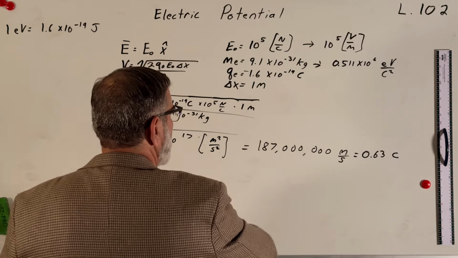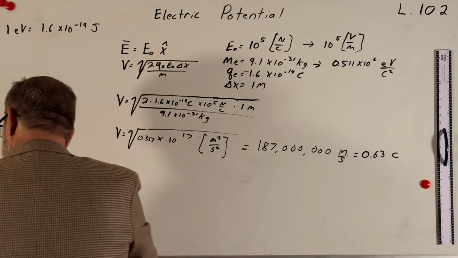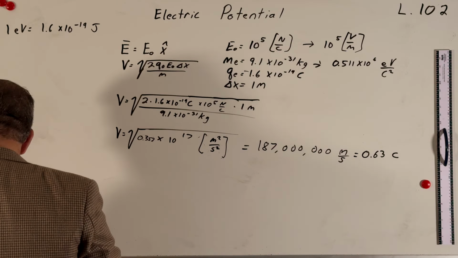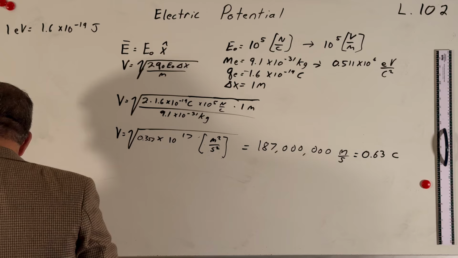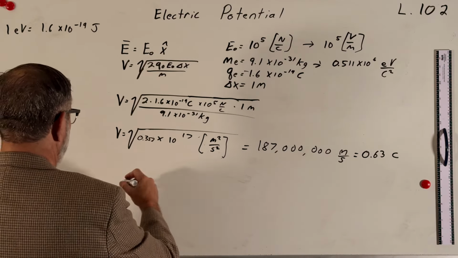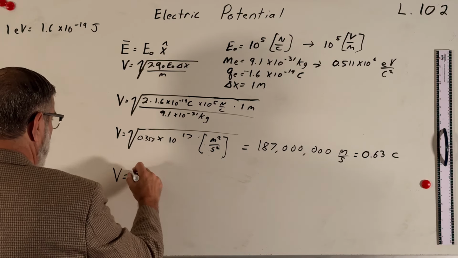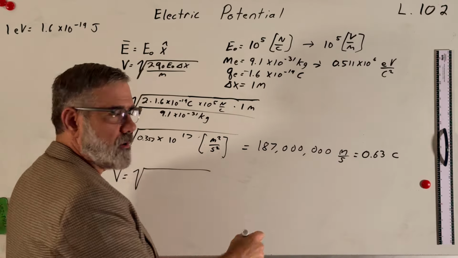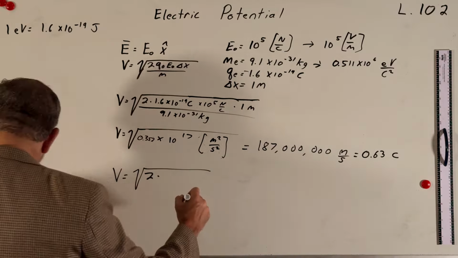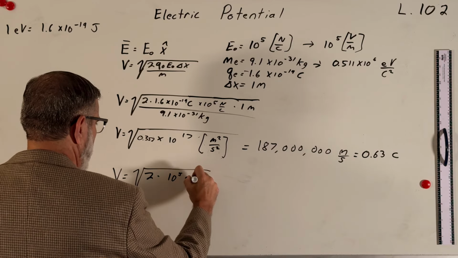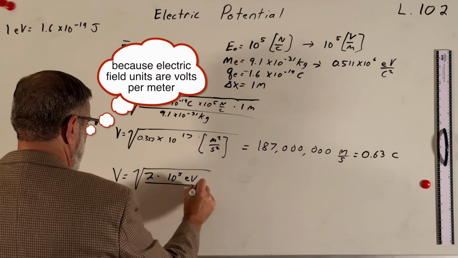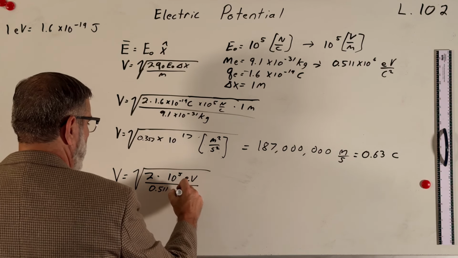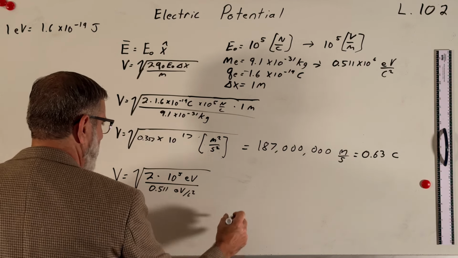In this case, we no longer need the charge of the electron. We just need to write that the velocity is going to be equal to the square root. We take these 10 to the 5 volts per meter times 1 meter. That gives me 10 to the 5. We'll have 10 to the 5 electron volts. And we divide that by the mass of the electron, which is 0.511 times 10 to the 6 electron volts per c squared.